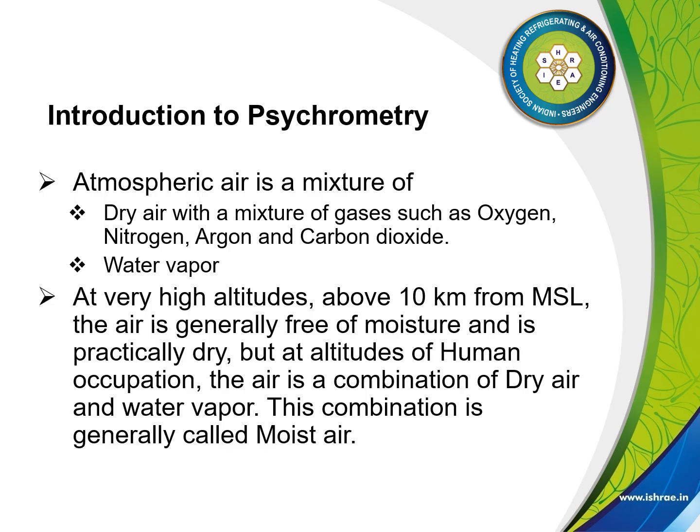Atmospheric air, as you know, is a mixture of dry air and water vapor. At very high altitudes, say about 10 kilometers above mean sea level, the air is, for all practical purposes, dry air. But at altitudes of human occupation, the air is indeed a combination of dry air and water vapor, namely moist air.